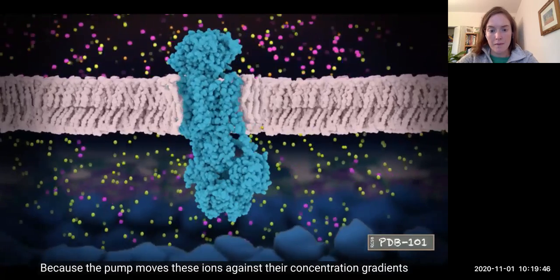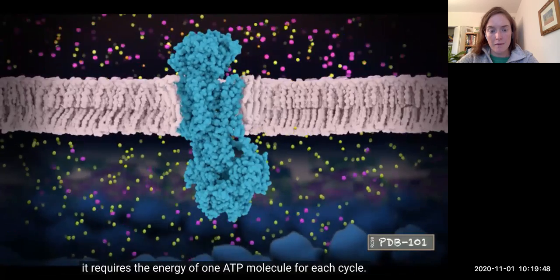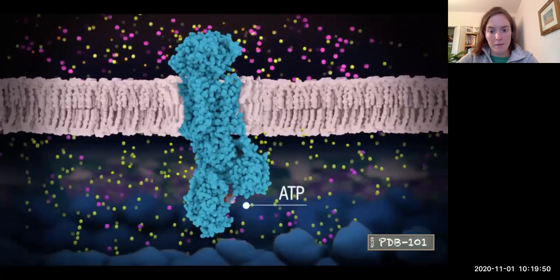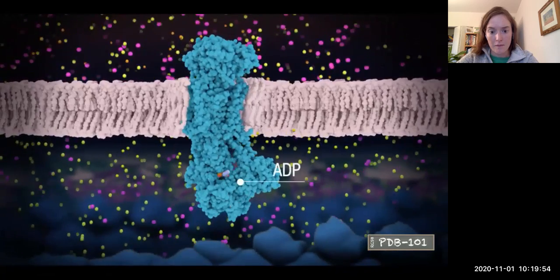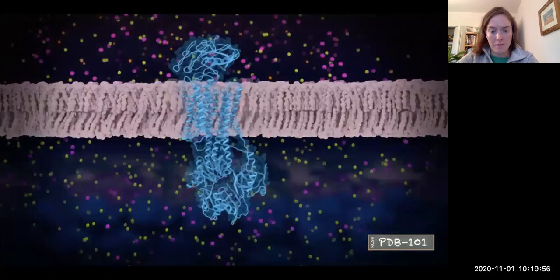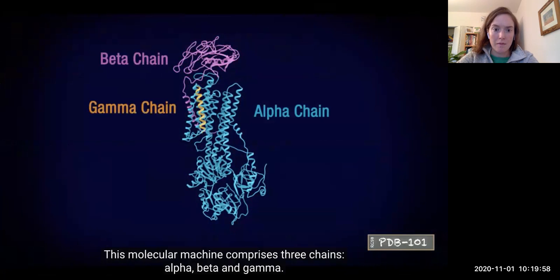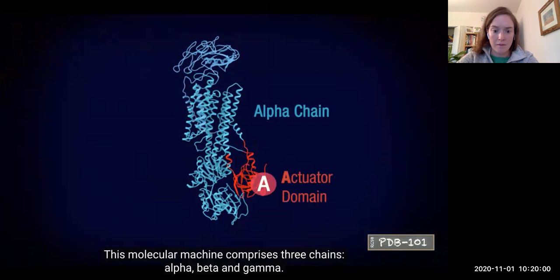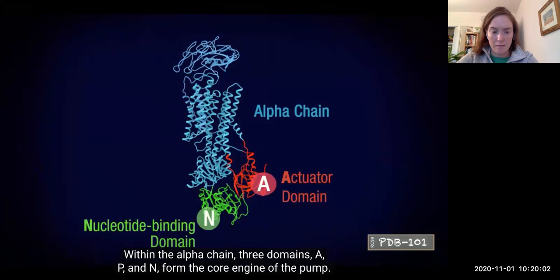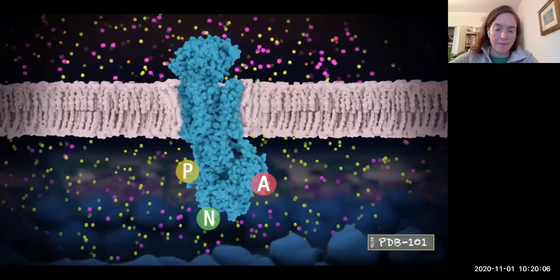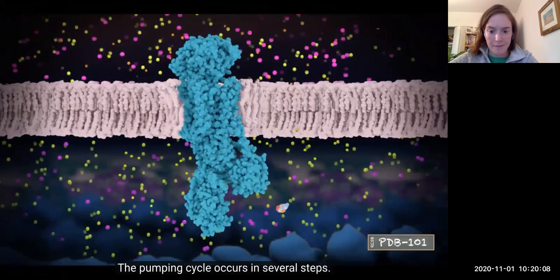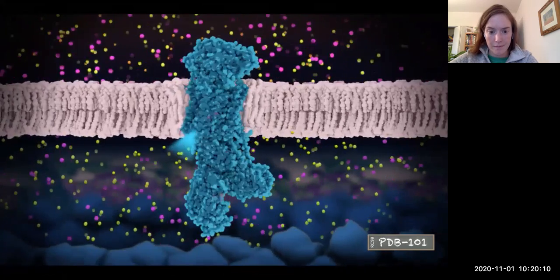Because the pump moves these ions against their concentration gradients, it requires the energy of 1 ATP molecule for each cycle. This molecular machine comprises 3 chains, alpha, beta, and gamma. Within the alpha chain, 3 domains, A, P, and N, form the core engine of the pump. The pumping cycle occurs in several steps.